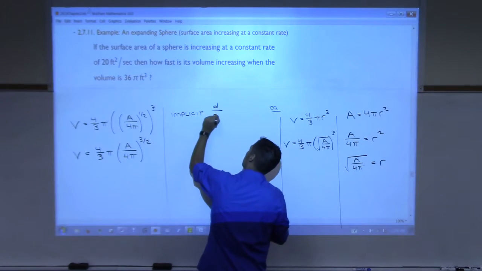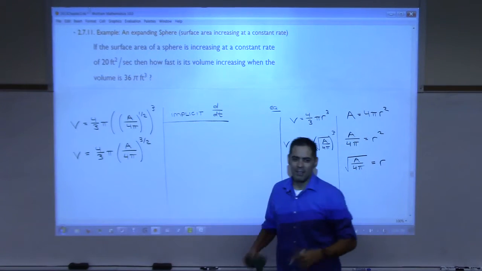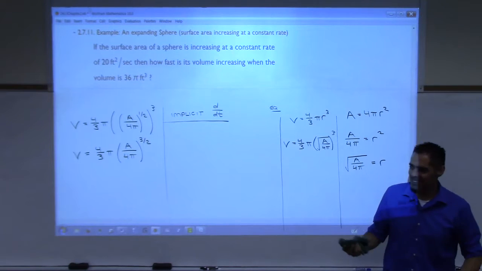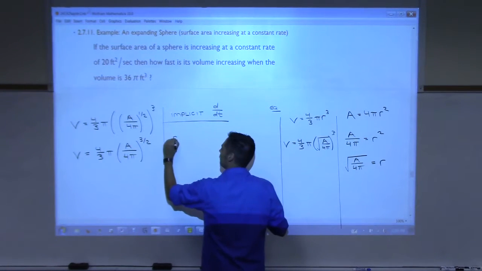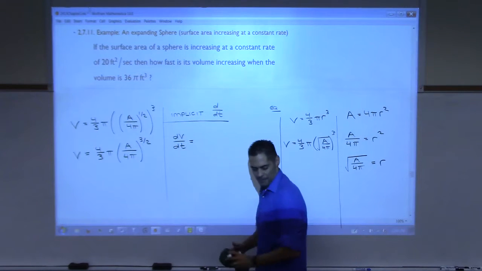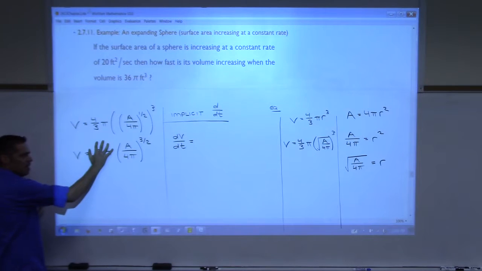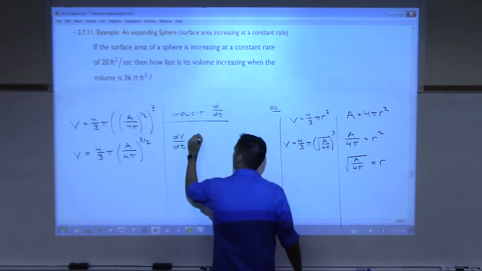I'm doing the derivative with respect to time, and the left side is the easiest side, right? dV/dt. Yay. Equals. Now, 4/3 pi is a constant. It's just going to come for the ride, so I'm just going to write it down right here. 4/3 pi.